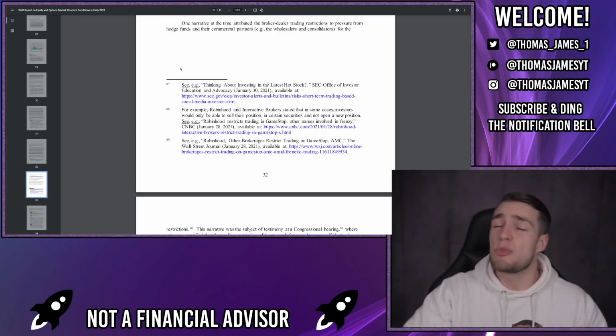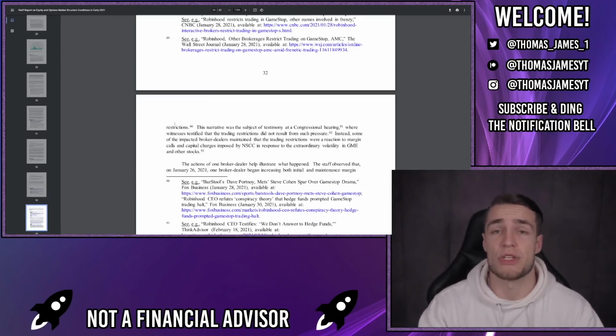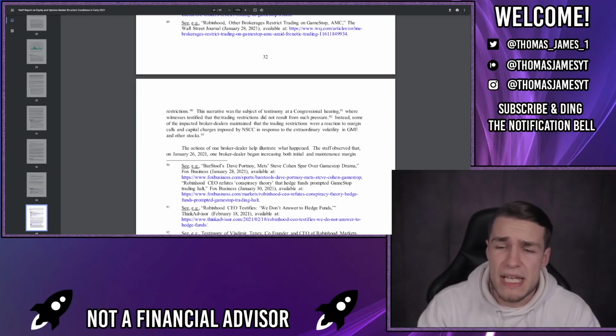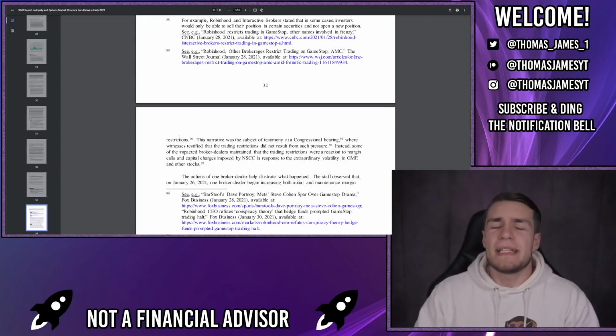Now, it also touches on whether Citadel pressured Robinhood to limit trading as well. It says one narrative at the time attributed the broker-dealer trading restrictions to pressure from hedge funds and their commercial partners, as in wholesalers and consolidators. This narrative was the subject of testimony at a congressional hearing, where witnesses testified that the trading restrictions did not result from such pressure. Instead, some of the impacted broker-dealers maintained that the trading restrictions were a reaction to margin calls and capital charges imposed by the NFCC in response to the extraordinary volatility in GameStop and other stocks. So it basically doesn't even comment as to whether Citadel did actually pressurize Robinhood. It basically just says it was the narrative of a congressional hearing.